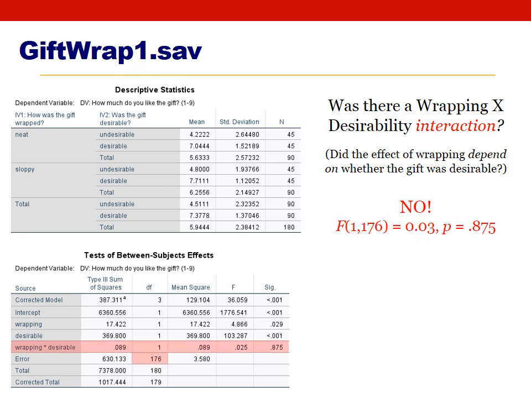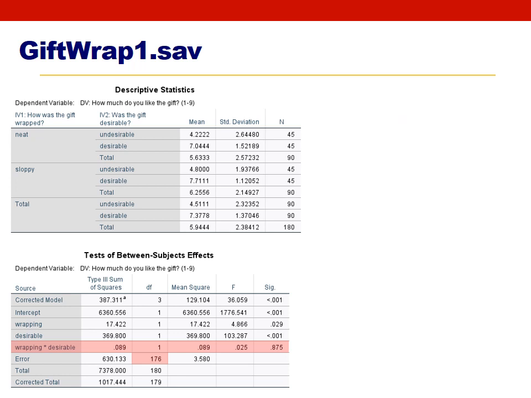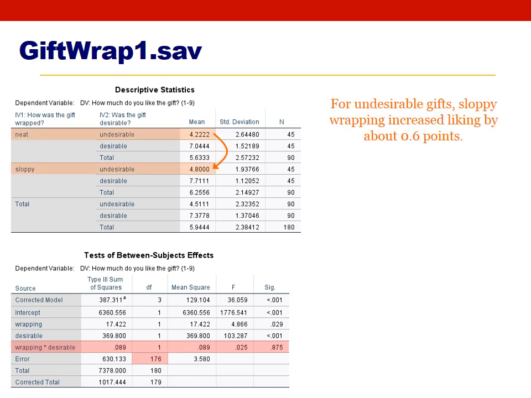However, if we look at the interaction row of that table at the bottom, we see a very big p-value, 0.875, which tells us that we did not find a significant interaction here. Now, what exactly does that mean, that we didn't find a significant interaction? Let's look at our cell means in the table at the top.